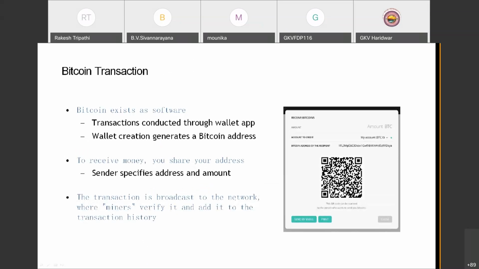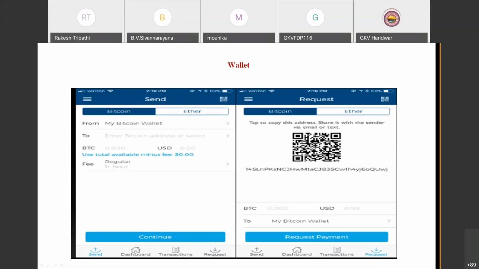If you see a Bitcoin wallet, Bitcoin exists as a software and transactions are conducted through a wallet app, and wallet creation generates a Bitcoin address. It looks like this. So here I enter, say, 1 Bitcoin. If I want to send money to this address, this is your friend's wallet, and if you want to scan, you can scan by this.